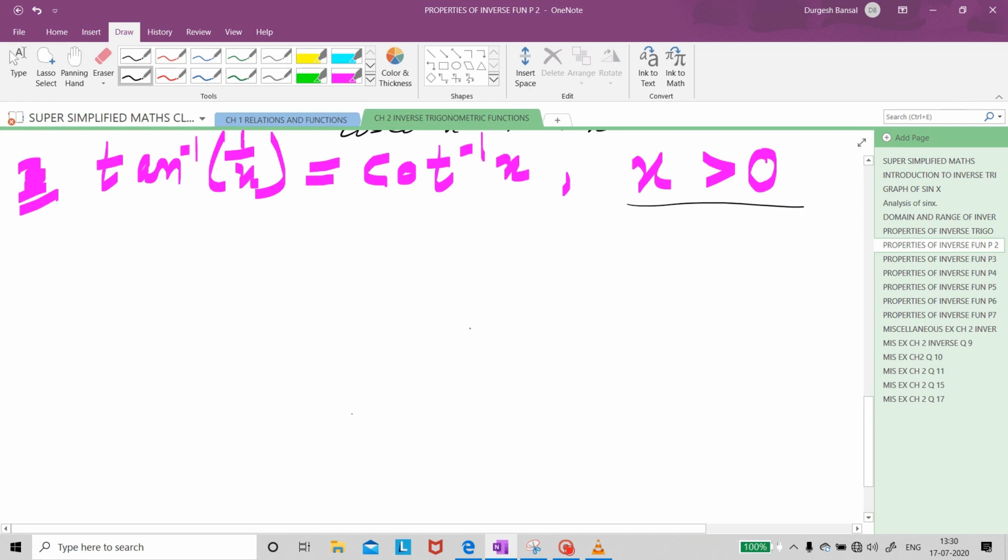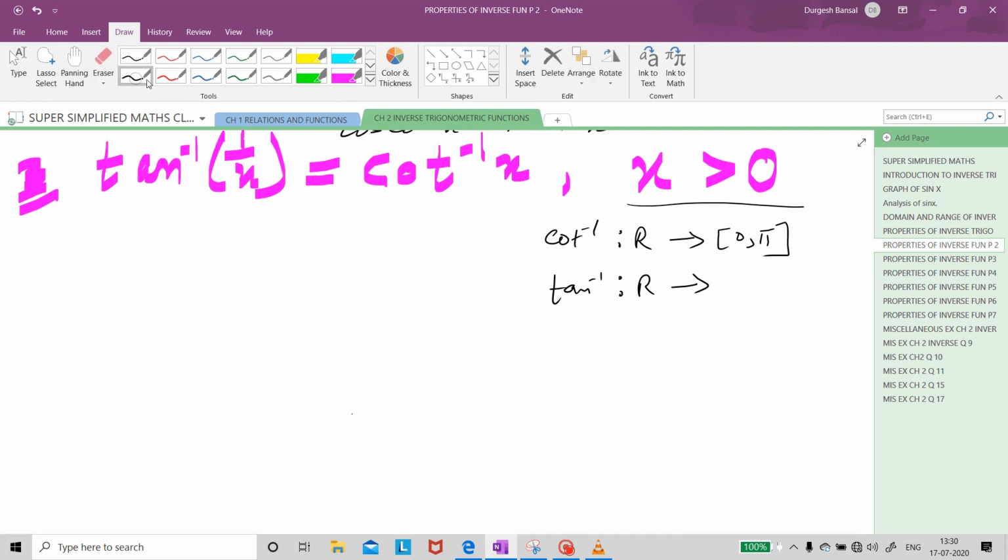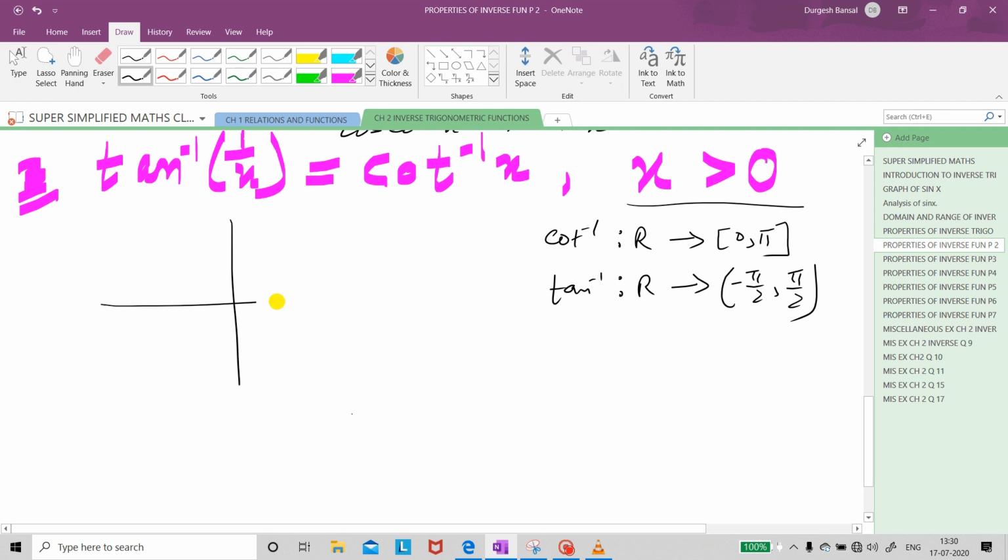Let us try to understand that. Now we know that the cot inverse function has domain R and its range is the open interval 0 to pi. As well as we know that the tan inverse function also has its domain as R, but its range is the open interval minus pi by 2 to pi by 2. Now students, this is the quadrant system.